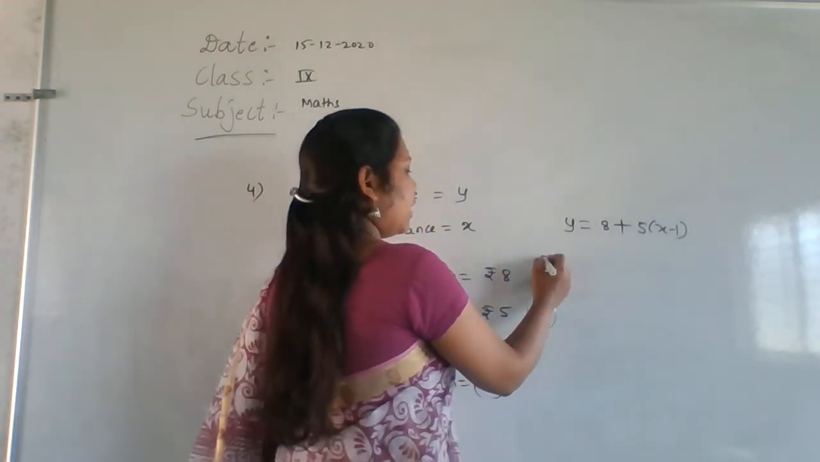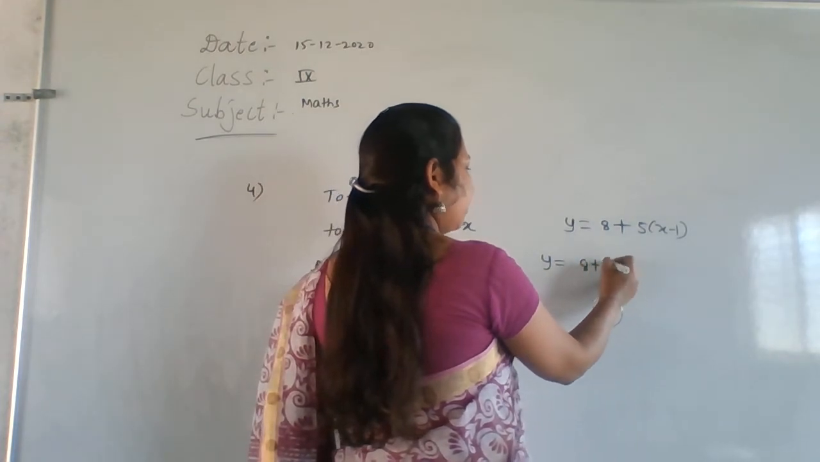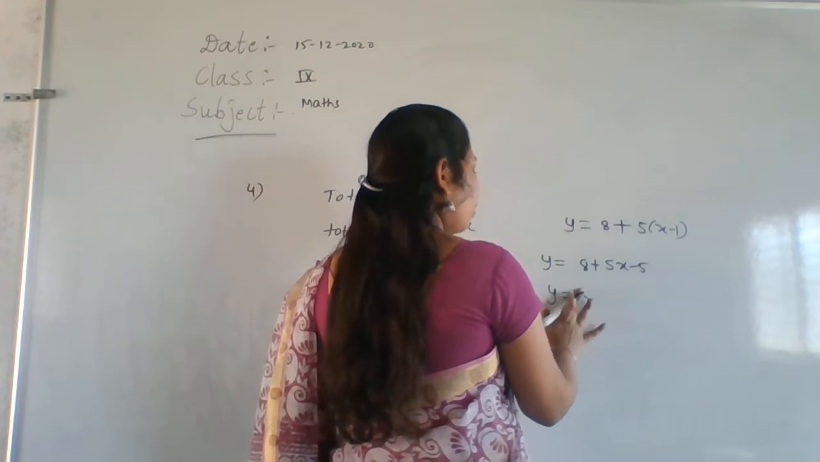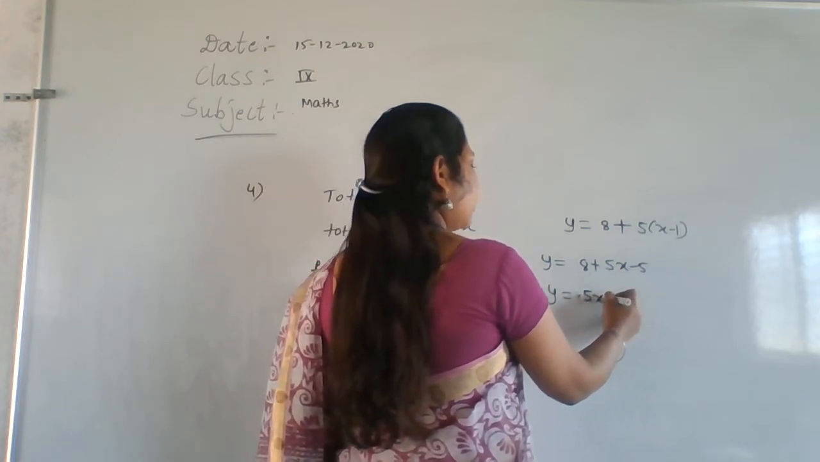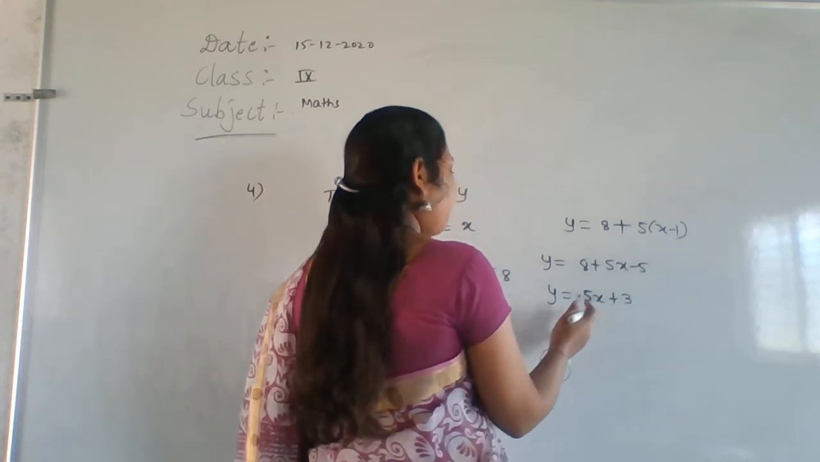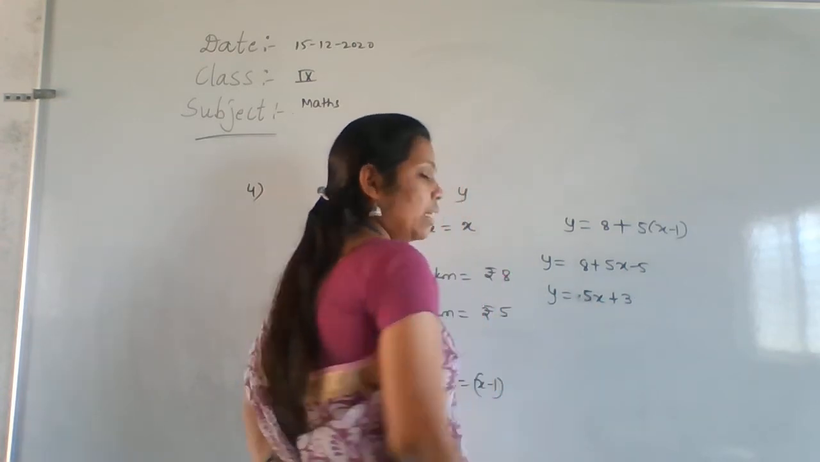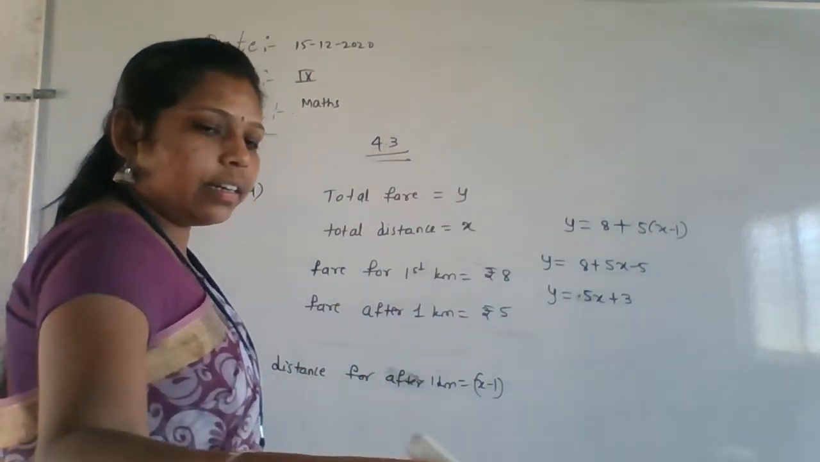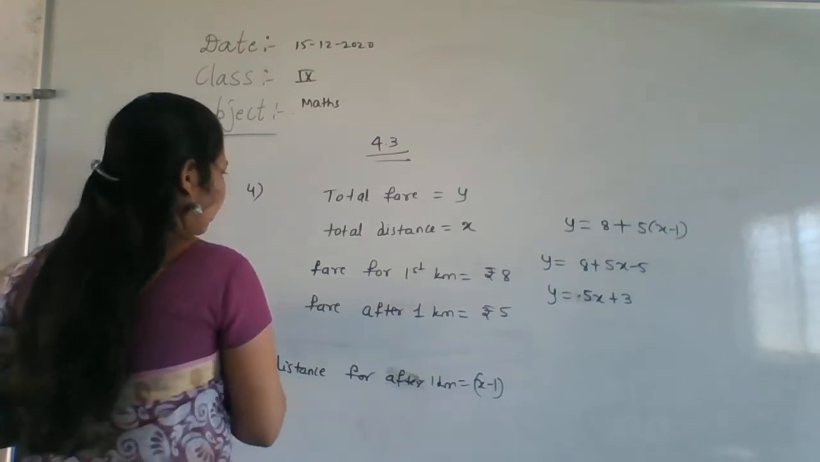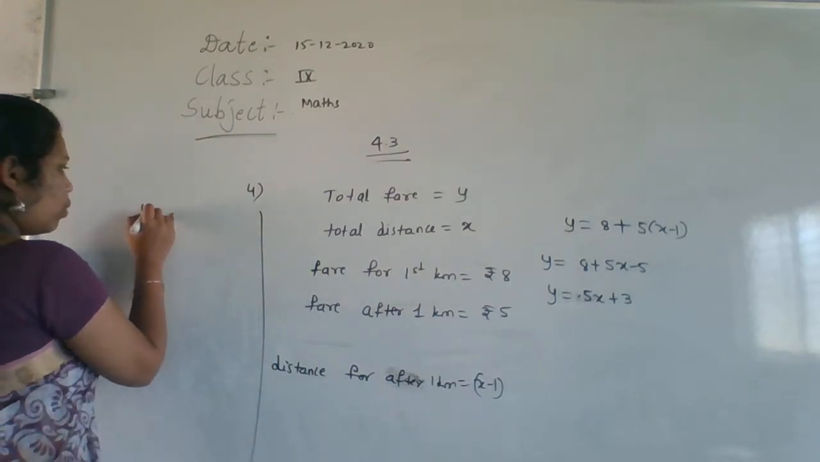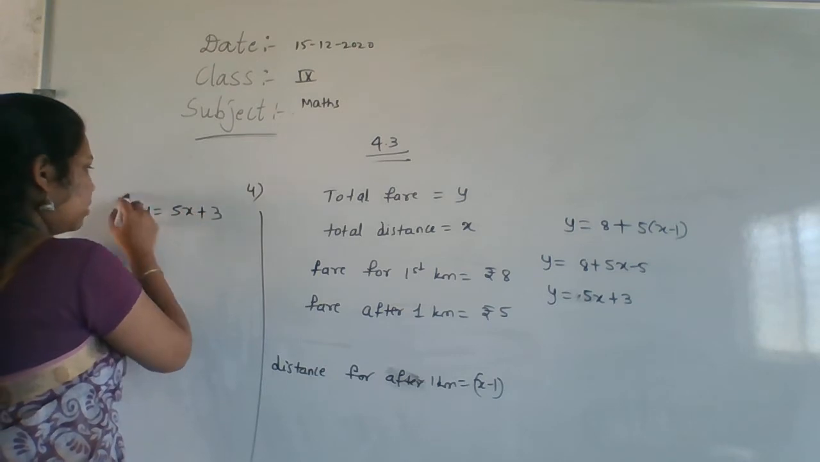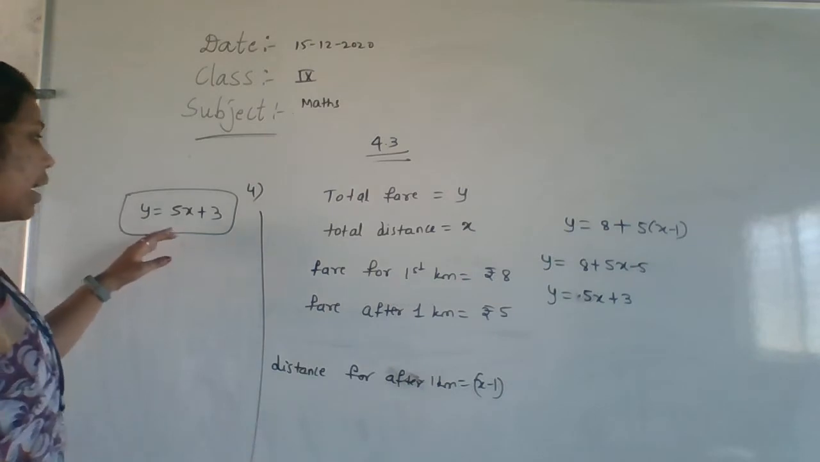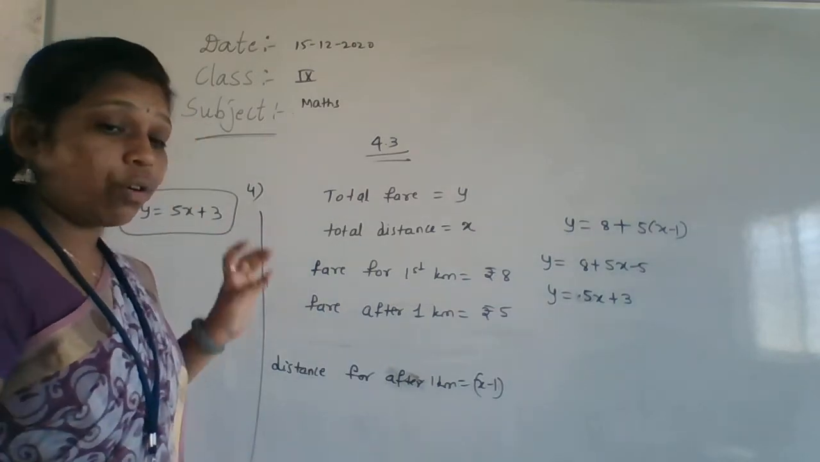Now multiply here: y is equal to 8 plus 5x minus 5. That is, y is equal to, first write the 5x, next here plus 3. Now write it in the form of ax plus by, or else you can leave it like this also. That doesn't matter here. So y is equal to 5x plus 3 is the equation for the given information.